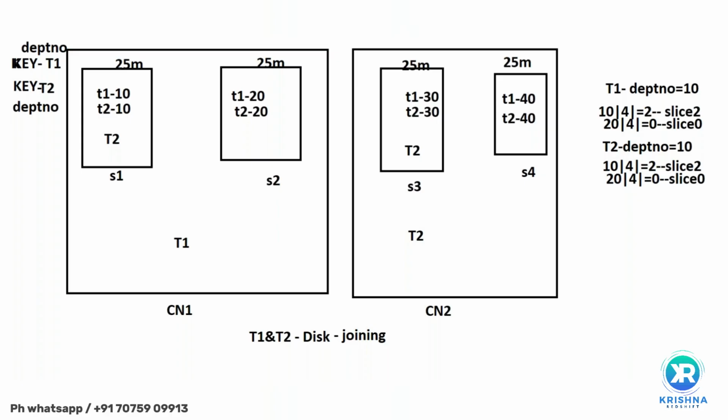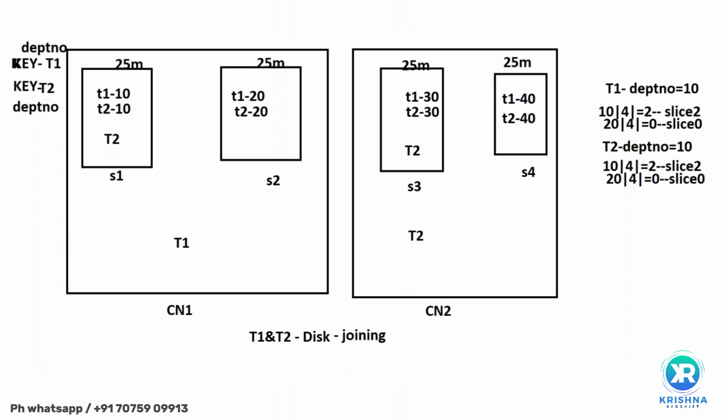So what is our distribution strategy? The employee table will have employee ID as the key, so it will be distributed based on employee ID. The department table will have department number or department ID as the key, and it will be distributed based on department number.